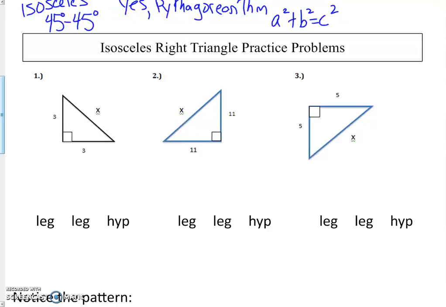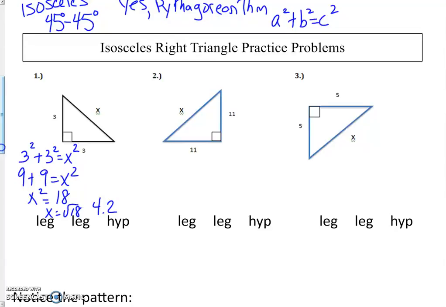So I have an isosceles right triangle, and we're trying to solve it by using the Pythagorean Theorem. I'm trying to find my longest side, which is my hypotenuse in this case. So 9 plus 9 equals x squared, and so x squared equals 18, and x is equal to the square root of 18, which is approximately 4.2. Now, for those of you that are good with radicals, this radical actually becomes 3 square root of 2. If you're not, you'll cover that next year. So on this problem, my legs are both 3, and my hypotenuse is 4.2, or 3 radical 2.